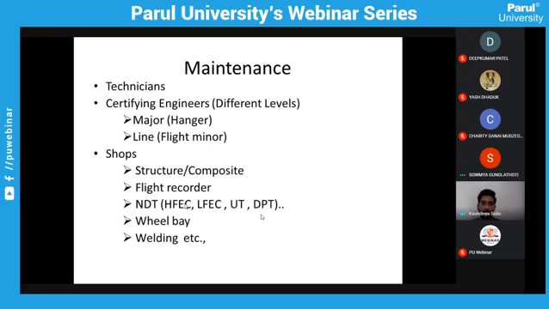Line maintenance will handle up to weekly checks. Weekly is nothing but an 8-day check, and bi-weekly is a 15-day check. So they have the authority of checking up to the 15-day check. Any checks to be performed beyond 15 days should be handled by another engineer called the major certifying engineer. So have you guys heard of the term ABC checks?